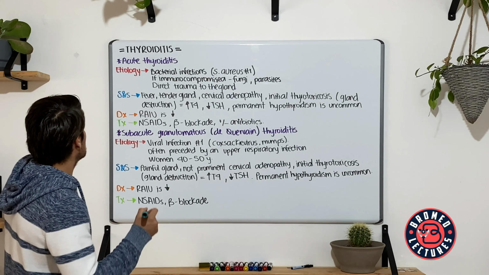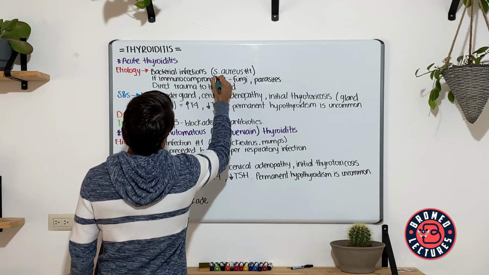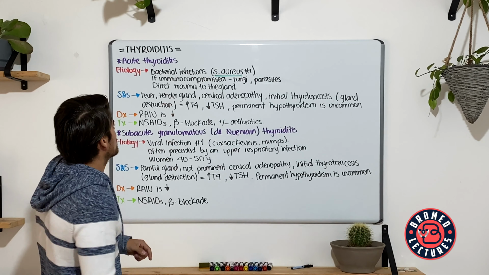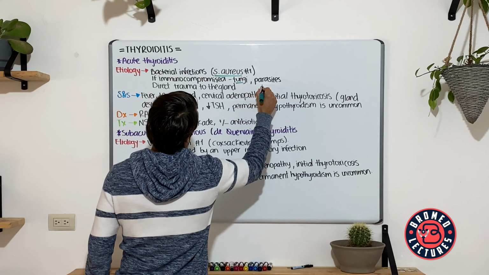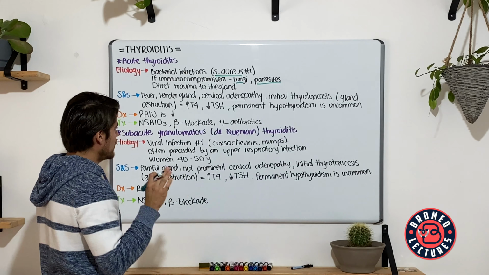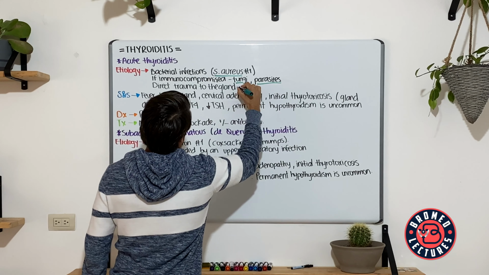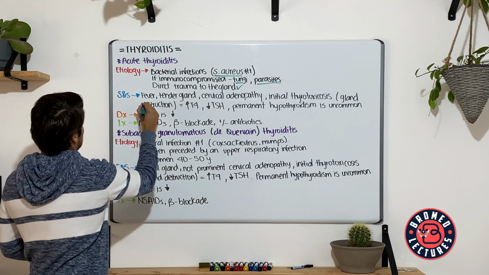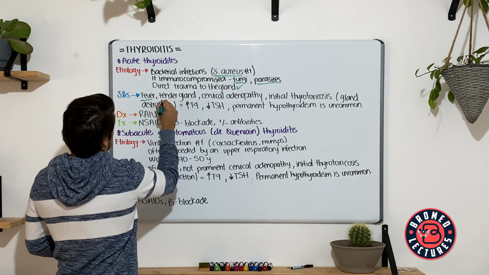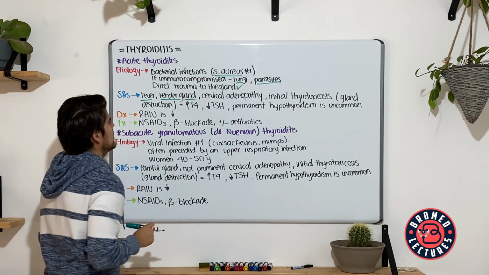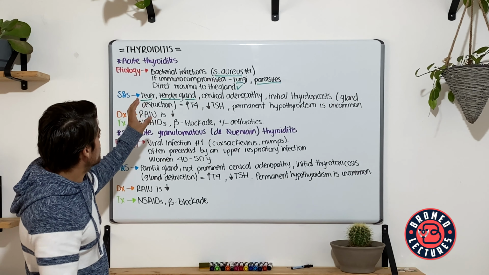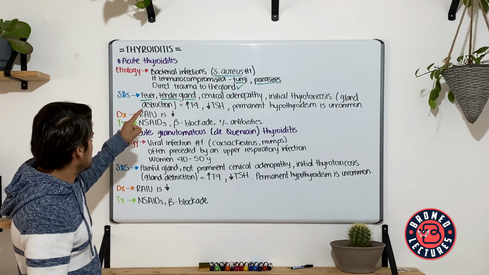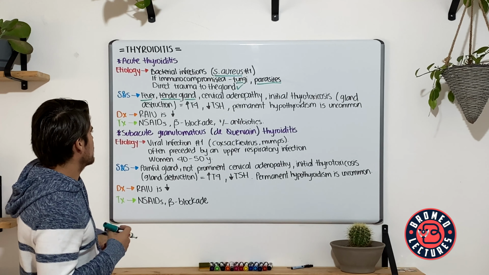For the etiology, the most common cause is going to be Staph aureus. This is going to be your most common cause. And if the patient is immunocompromised, you may consider either fungi or parasites. And also a direct trauma to the gland can cause an acute inflammatory reaction. Now these patients are going to present with fever, and this one, a tender gland, is going to be one of the more important signs and symptoms for acute thyroiditis and for subacute granulomatous thyroiditis, okay?